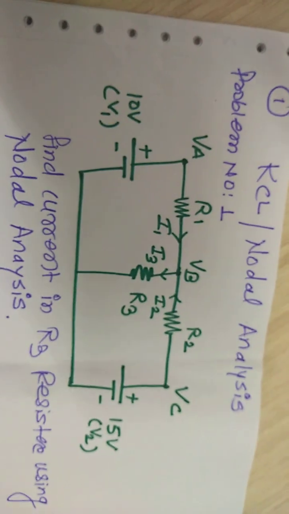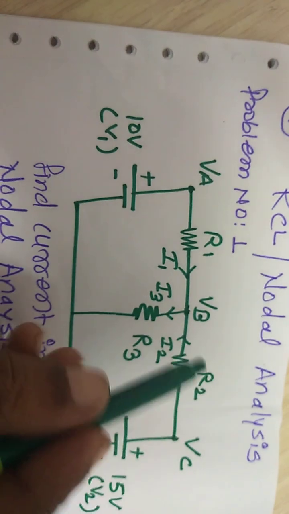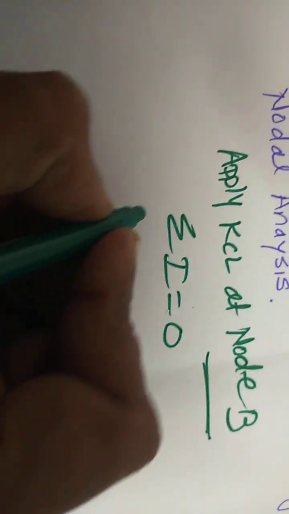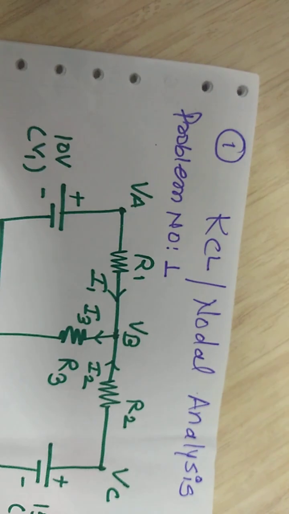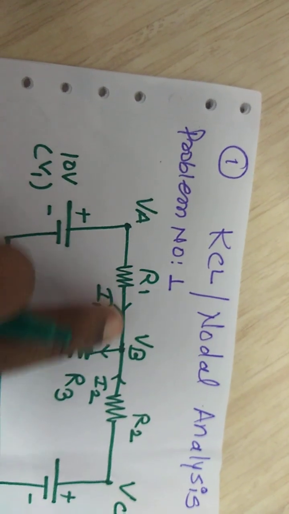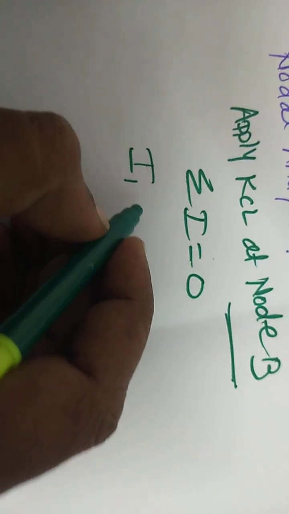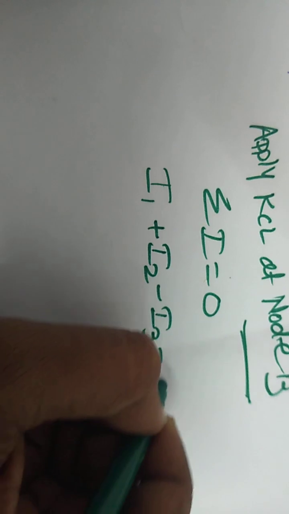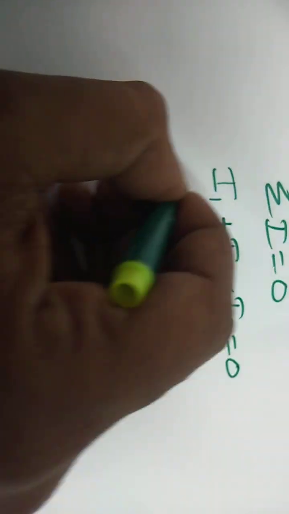Summation I means at node B we observe the current coming towards node B and going away from node B. We take current I1 as positive because it is coming towards the junction, means current coming toward the junction is positive and away from the junction is negative. That is, total summation I is I1 plus I2 minus I3 is equal to 0. That is, I1 plus I2 is equal to I3.